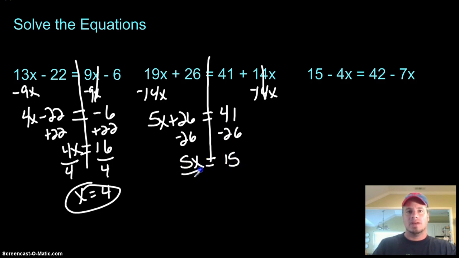Okay, divide by 5. Divide by 5. I get x equals 3. Cleans up rather nicely, I think.